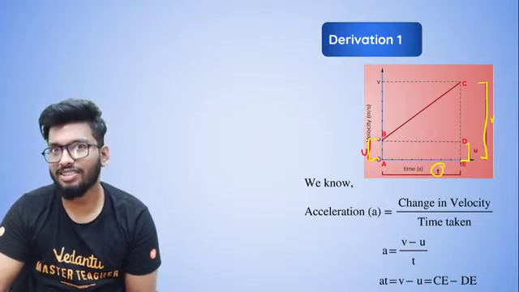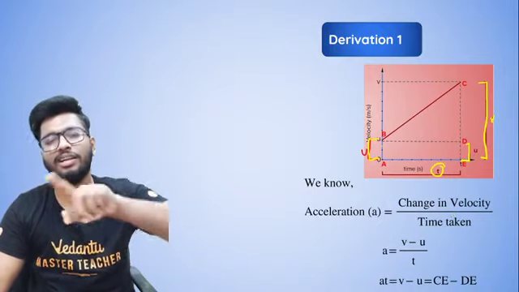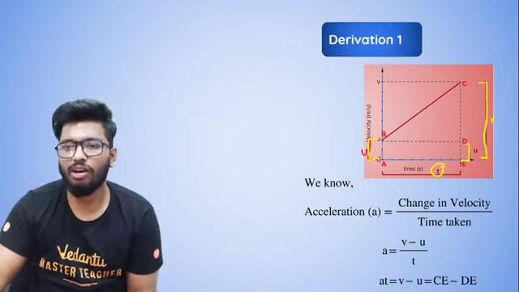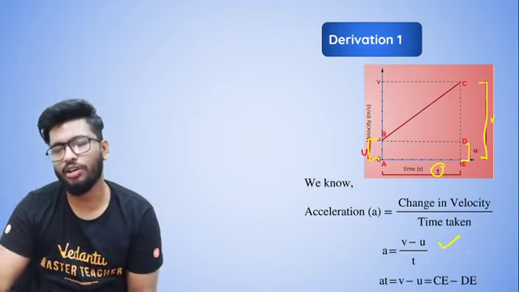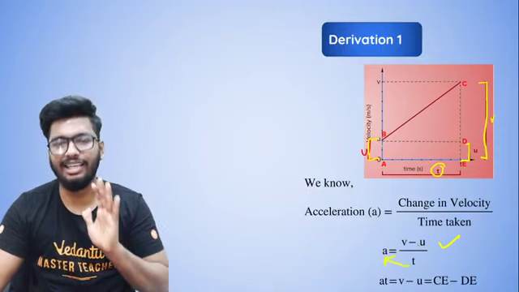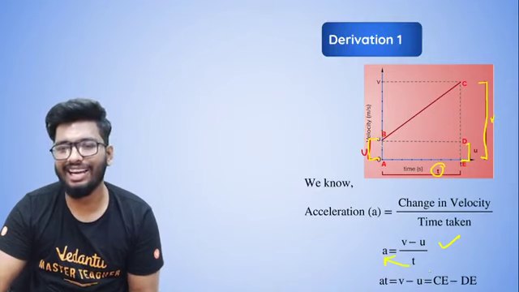Now, what is the formula of acceleration? Acceleration is final velocity minus initial velocity divided by time taken. Acceleration is a. Change in velocity is v minus u. So v minus u divided by t is what you're going to get. Now, I'm going to take t to the other side. I'll get it as at. So what is at? at is equal to v minus u.